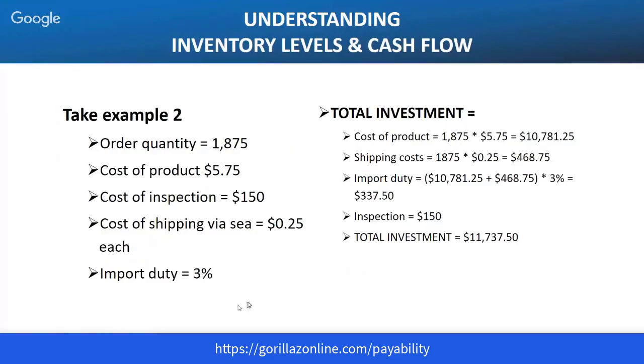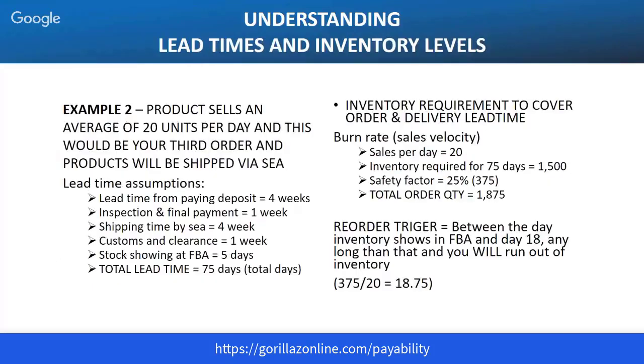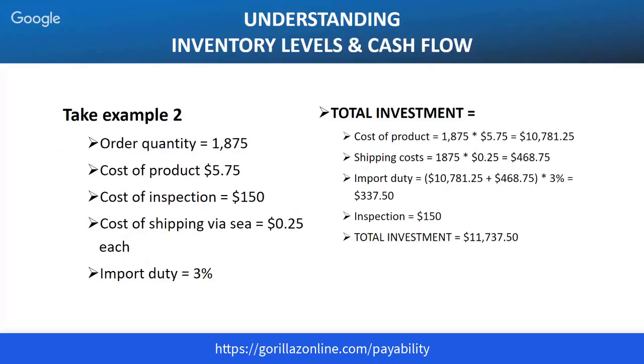Okay, so let's have a look at the total investment required. Okay, we know that we're ordering 1,875. I'll just go back over here just to reconfirm, because there was 1,500 for 75 days, a burn rate of 20, plus that safety factor, which is 1,875. Okay, the safety factor was here because of our trigger. So we've got our order quantity of 1,875.